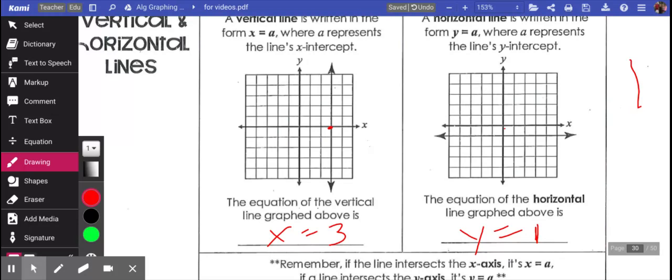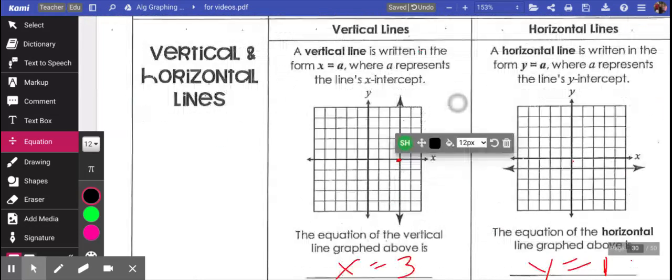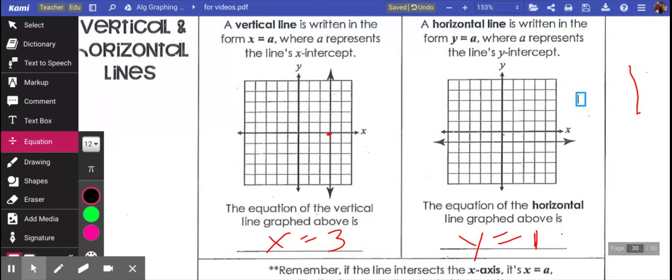So it's pretty easy. It's either x equals or y equals. There's no extra number, and you don't put the x here or anything because there's no slope. Most people just get confused with whether it's x or y. So what I do is I notice that this is touching the x-axis on 3, so then I know it's x. And then this one is touching the y-axis on 1, so then I know it's y.